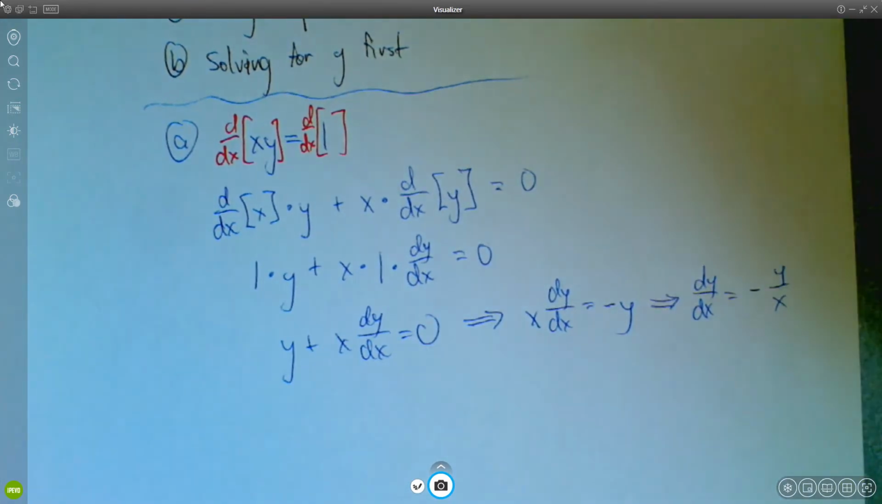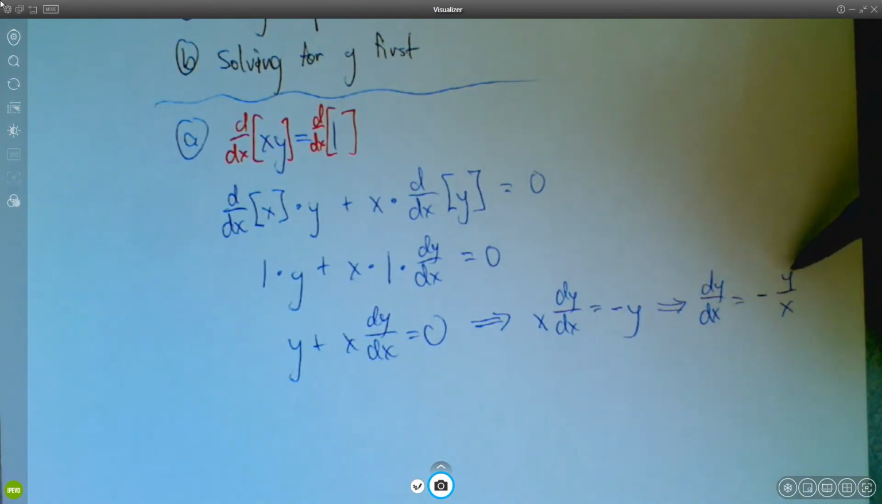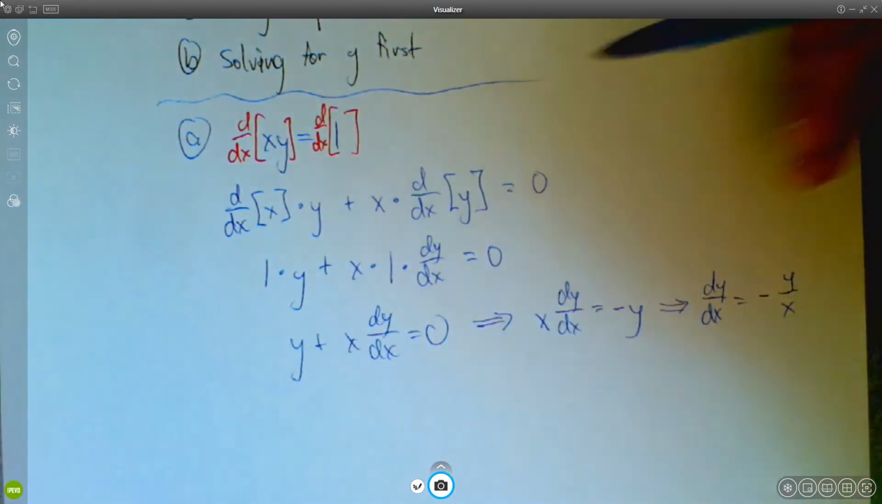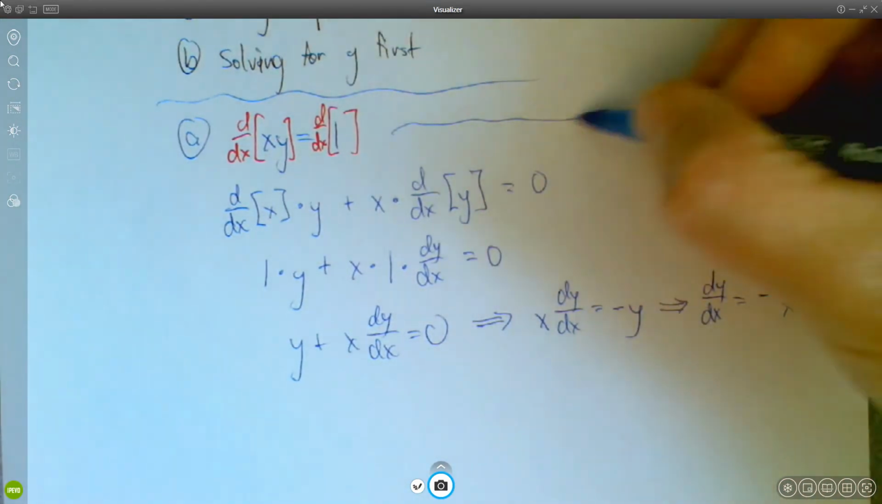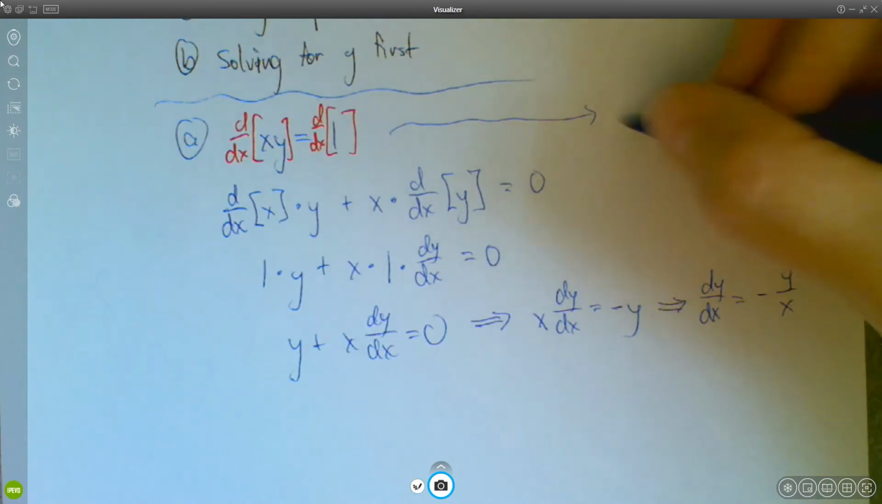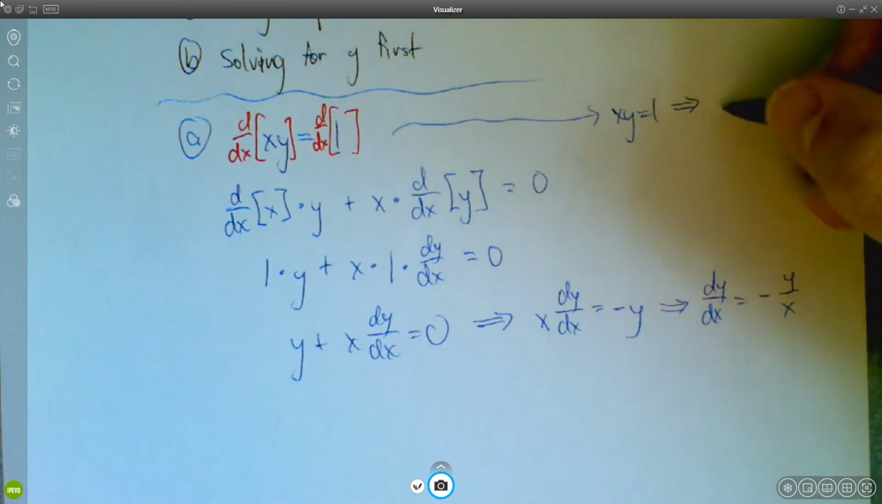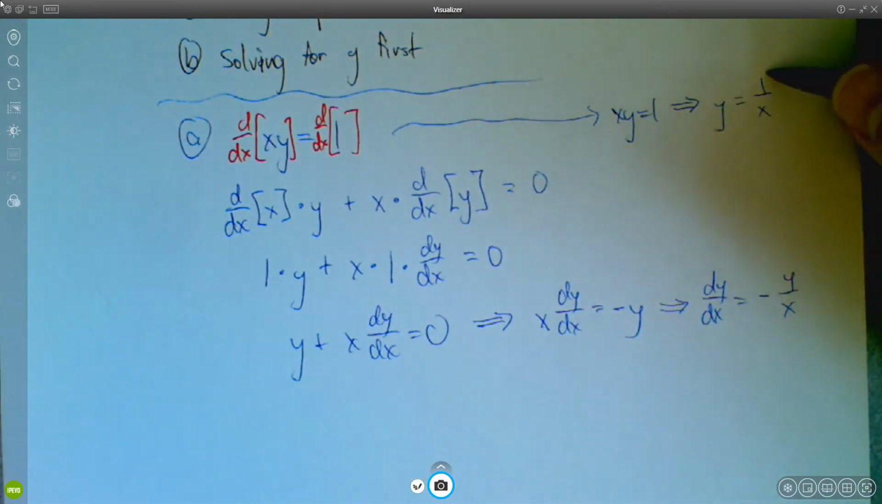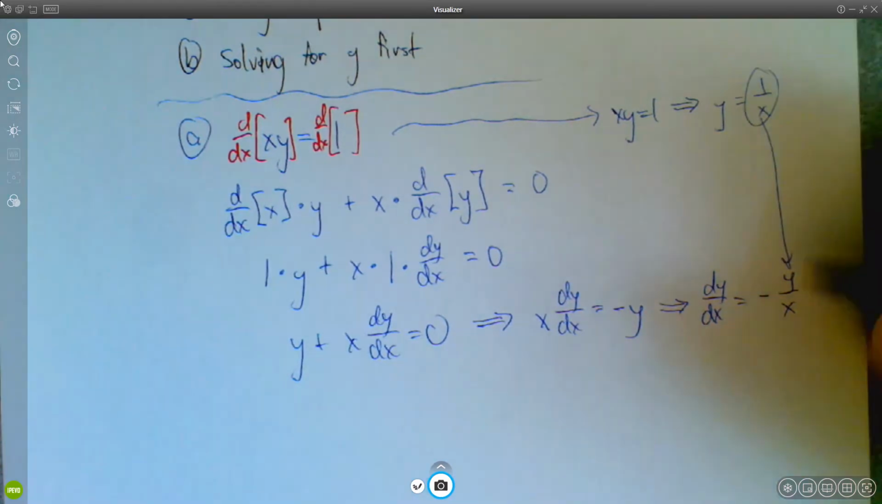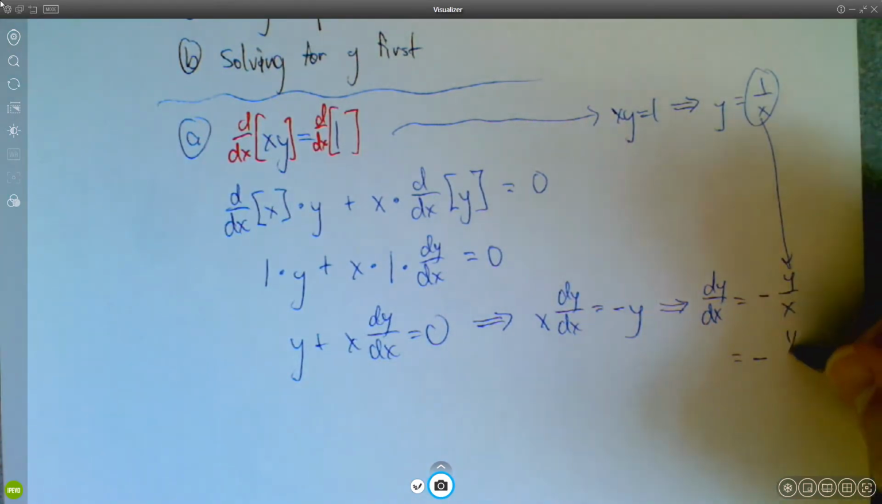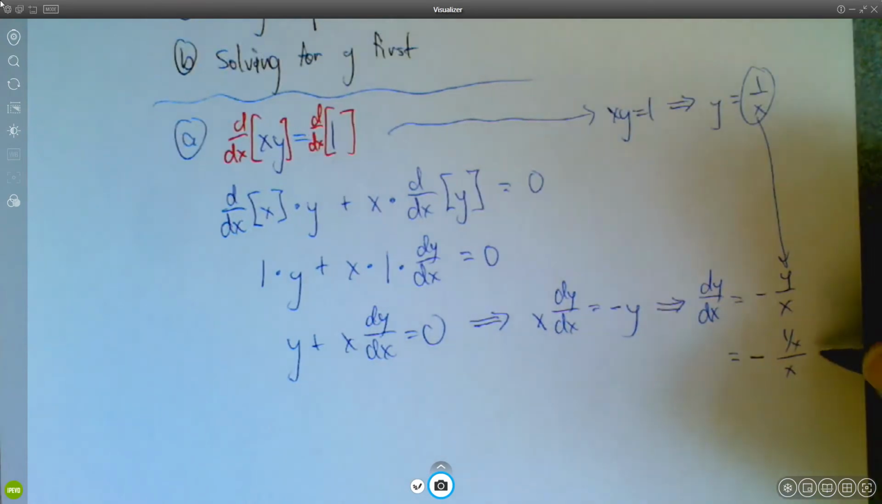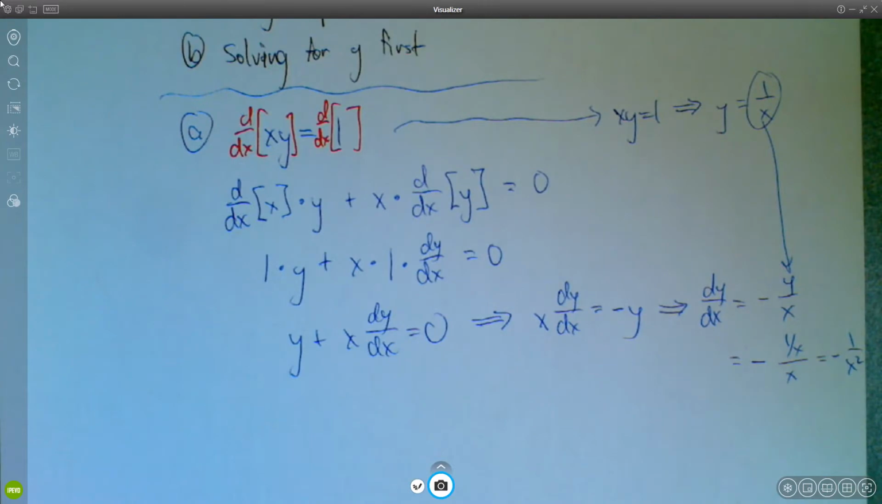Now, if you wanted to get this just in terms of y, of course, you could solve the original equation for y, which is what we're going to do in part B anyway. But just for the sake of argument on this one, we could say, well, xy equals 1 implies that y equals 1 over x. And now you can plug this in for y there and get negative 1 over x, which is negative 1 over x squared. Okay. So that's the first way to do it.